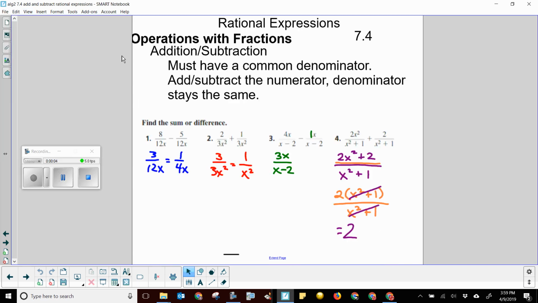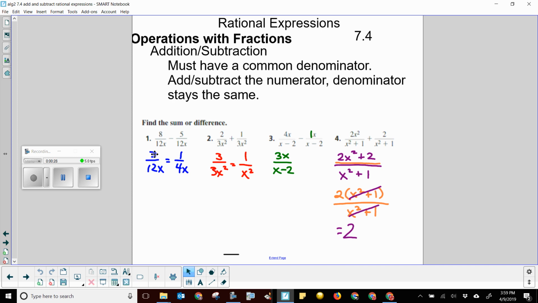7-4 part 1. Now we are adding and subtracting. So we did multiply, divide. Now it's add, subtract. So when you add or subtract fractions, the denominator has to be the same. So once that's the same, it's just 8 minus 5, or 2 plus 1, or 4x minus 1x. You keep the denominator exactly the same.